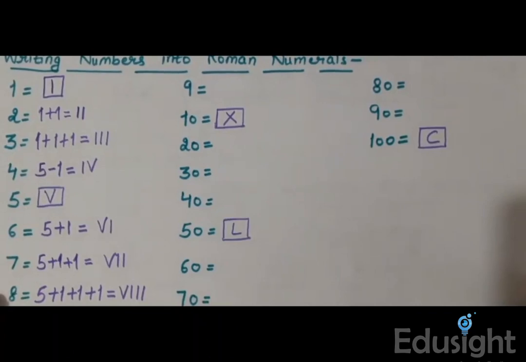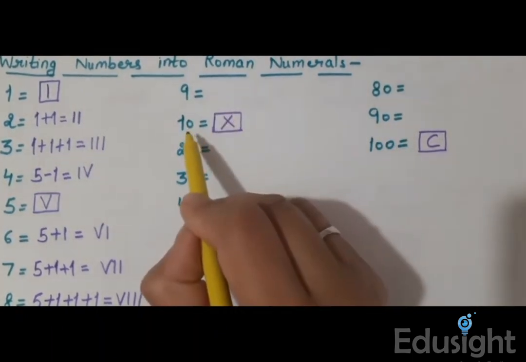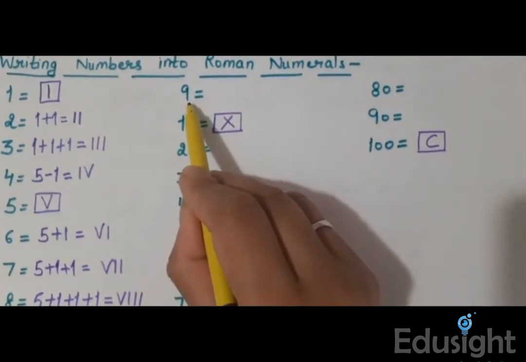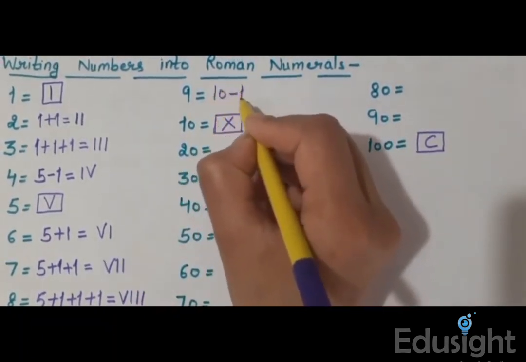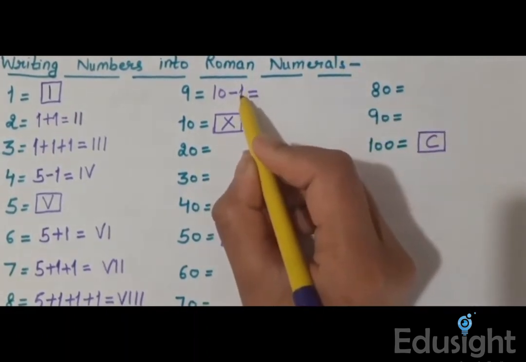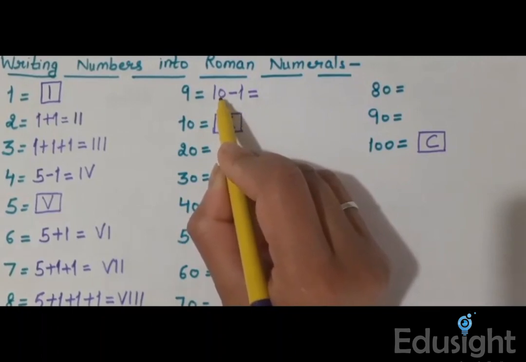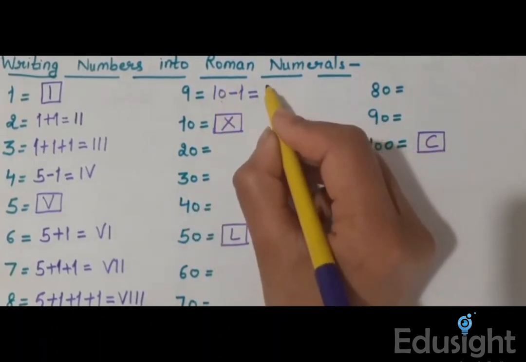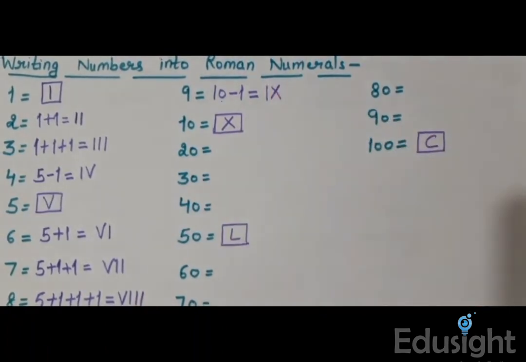Got it? Now come to 9. Now I symbol cannot be repeated more than 3 times. So we will take help of 10 to write the Roman numeral for 9. 9 can be written as 10 minus 1. Now subtraction is there. So we will write the symbol for 1 on the left side of symbol of greater symbol, which is X for 10. So we will write IX, which is 9, right?